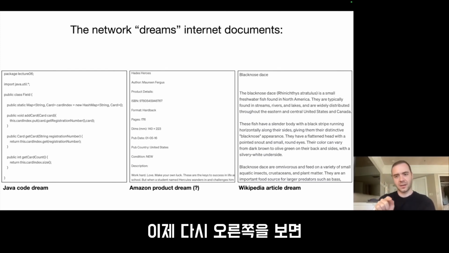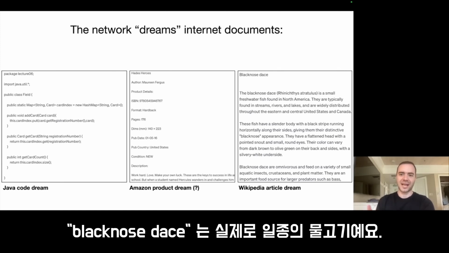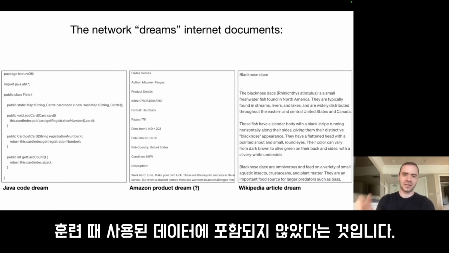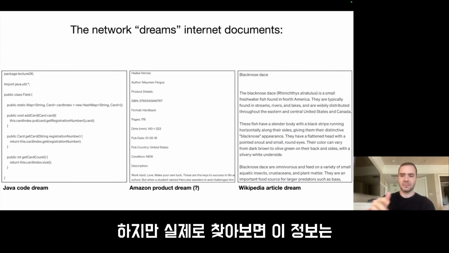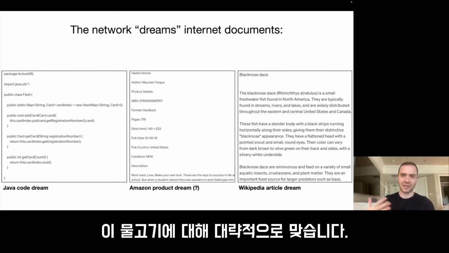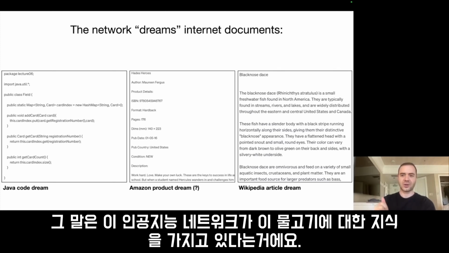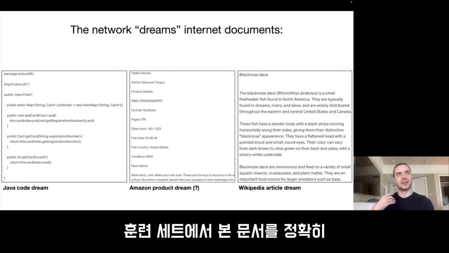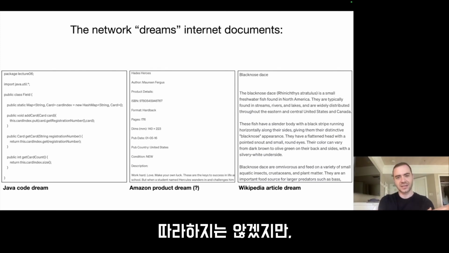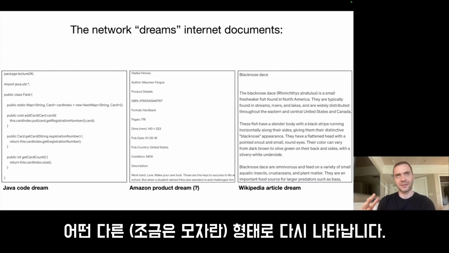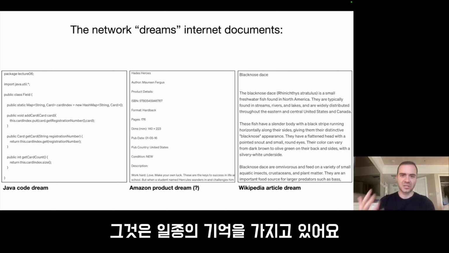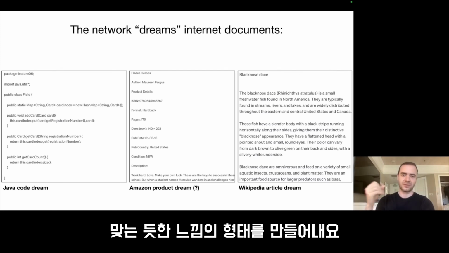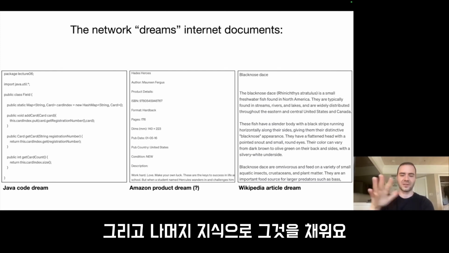On the right, the black-nosed dace, I looked it up, and it is actually a kind of fish. What's happening here is this text verbatim is not found in the training set documents, but this information, if you actually look it up, is roughly correct with respect to this fish. So the network has knowledge about this fish. It knows a lot about this fish. It's not going to exactly parrot the documents that it saw in the training set, but again, it's some kind of a lossy compression of the internet. It kind of remembers the gestalt. It kind of knows the knowledge, and it goes and creates the correct form and fills it with some of its knowledge.